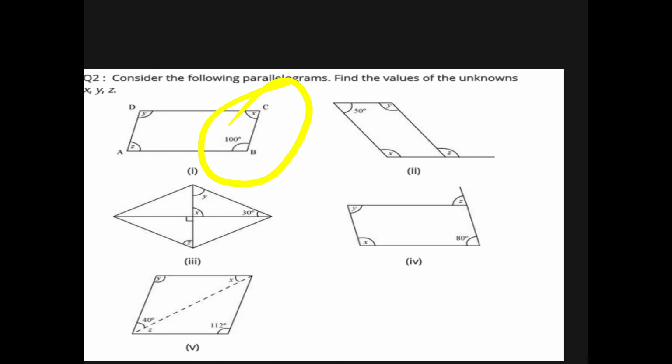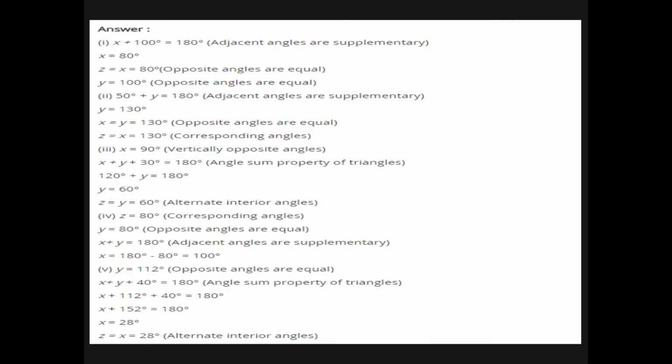Why? Because angle B and angle C both lie on the same side, which is CB, and the angles which lie on the same side are adjacent angles. So 100 plus x is equal to 180 degrees, by the adjacent angle property. When we transpose 100 to that side, 180 minus 100 gives us 80 degrees. So the value of x is 80.